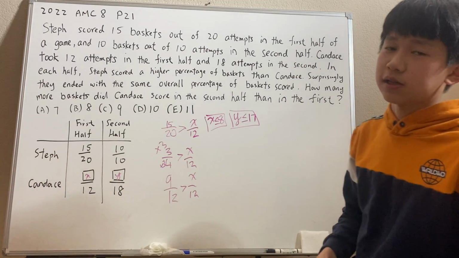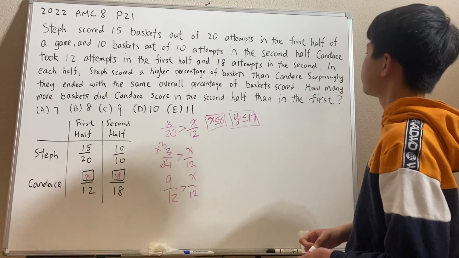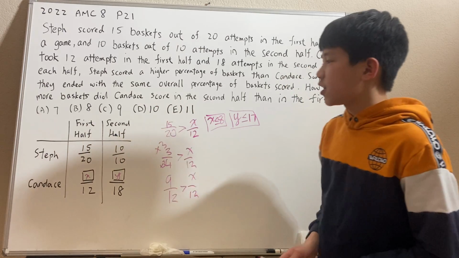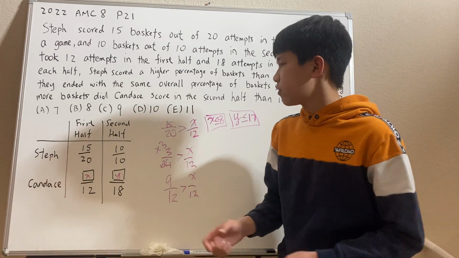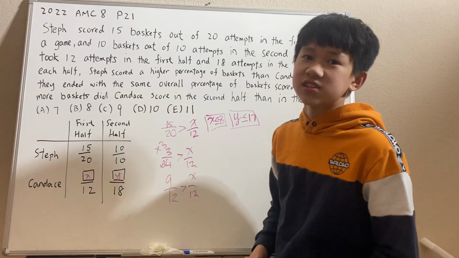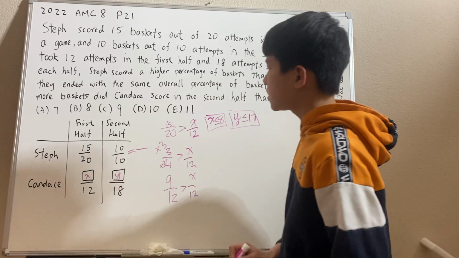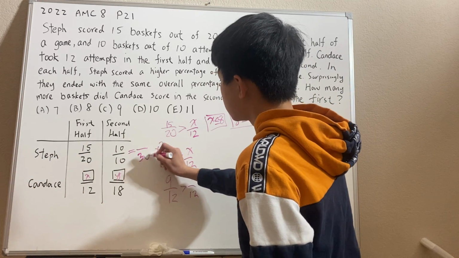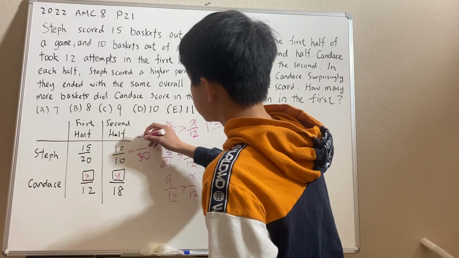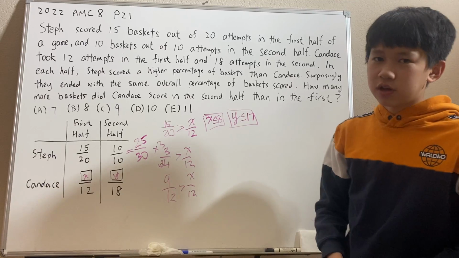Now it's like the second constraint the problem gives us. It says, surprisingly, they ended with the same overall percentage of baskets scored. So what does this mean? That means that the total fraction combining the first and second half for Steph and Candace are the same. So let's look at the fraction for Steph, since we're given all the values. Adding the denominators, there's a total of 30 attempts. And adding the numerators, there's a total of 25 baskets. So that is a total of 25 out of 30.